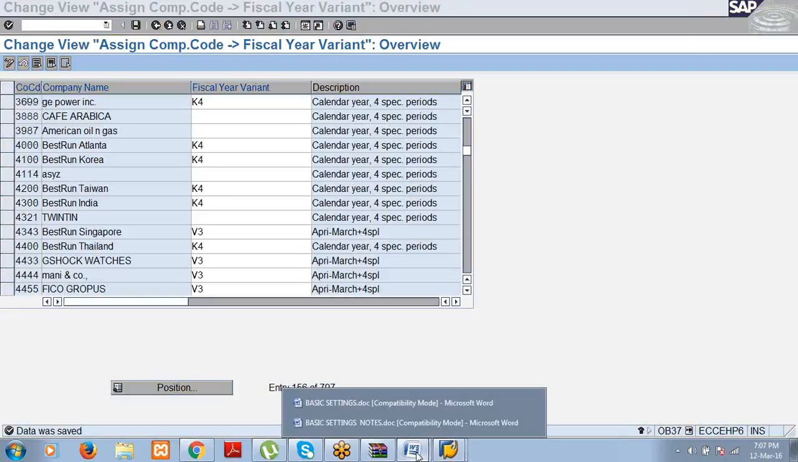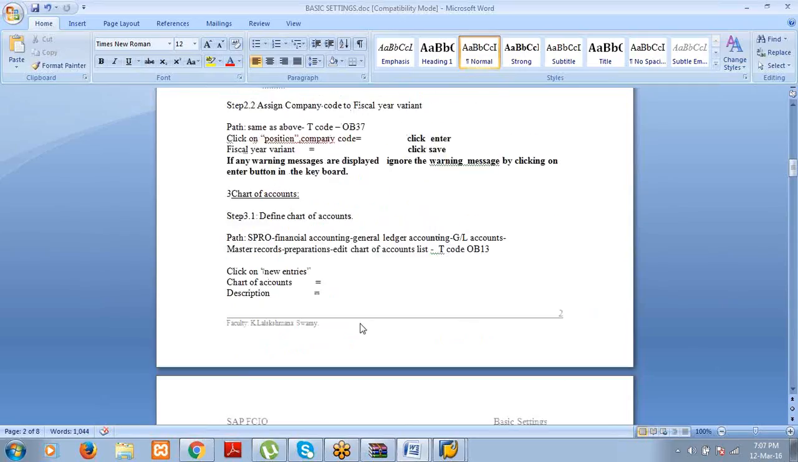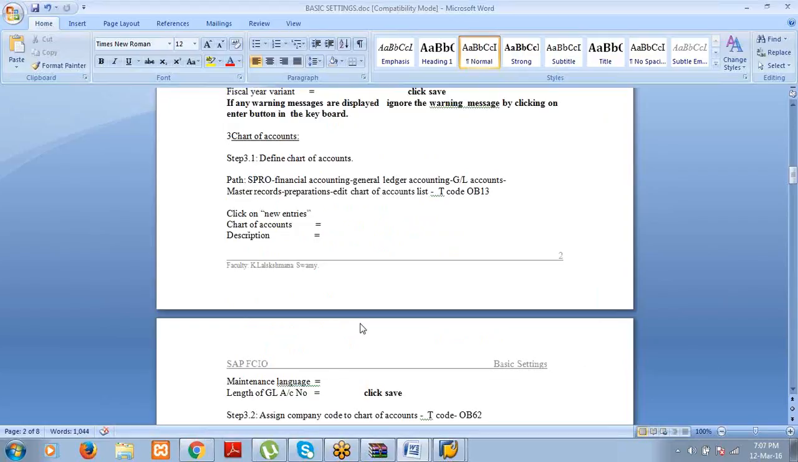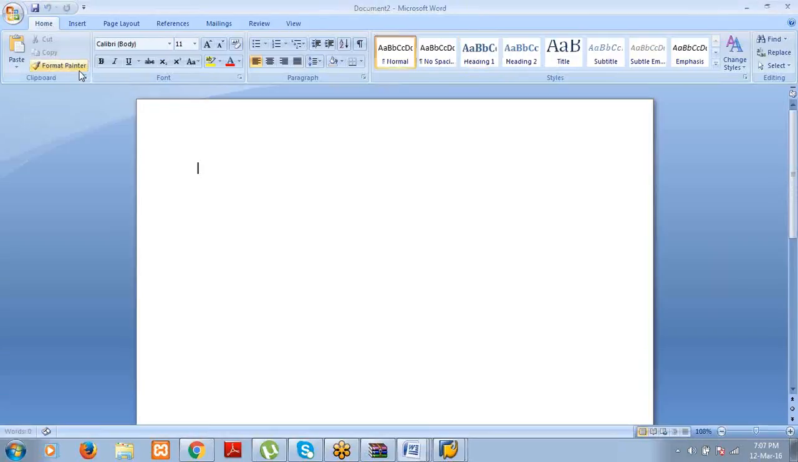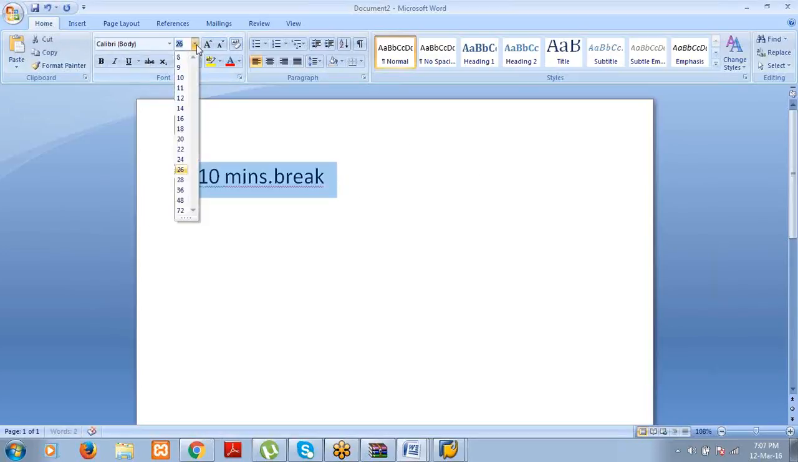Okay. Then see the next step, chart of accounts. First let us try to understand what is the concept of chart of accounts, right? But before that, let's have a break of 10 minutes. I will be back exactly in 10 minutes.